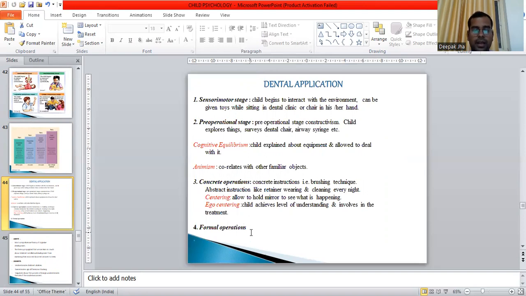So lastly is the stage of formal operations. This is the stage in which the child is an adolescent. He has his own thinking, he has abstract thinking. So you should basically match their thinking, and you should understand that at the stage of formal operations, the child will not be influenced by what his parents are telling him. Rather, he will be influenced by his own thinking and by his peer pressure.